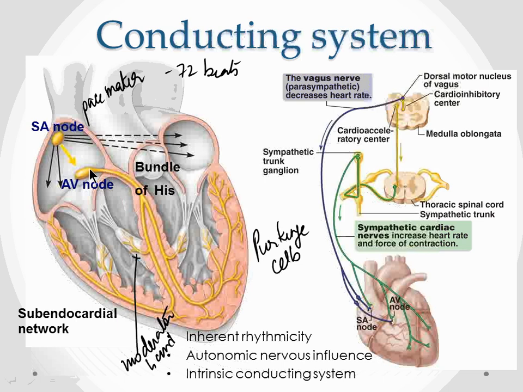Similarly, can you notice how this AV node and the bundle of His are very close to the interatrial septum? So even with an interatrial septal defect, it could be affected. So that could be a problem. Any of the septal defects can affect the conducting system.